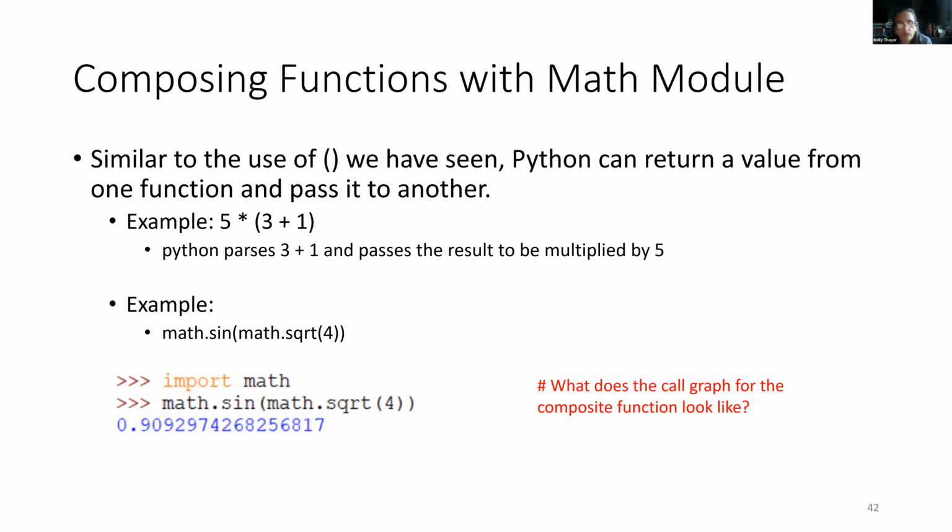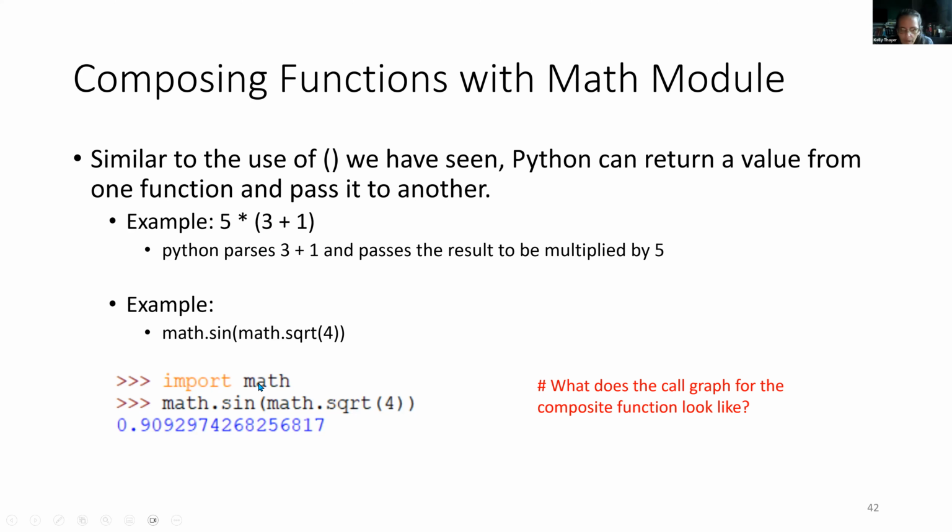You can also compose functions with the math module. So similar to the use of parentheses that we've seen, Python can return a value from one function and pass it on to another. So 5 times the value of 3 plus 1 overrides the order of operations and enforces the 3 plus 1 to be done first to make that 4. So the 3 plus 1 gets parsed first and resolved, and then it gets multiplied by 5 to give us the 20 answer.